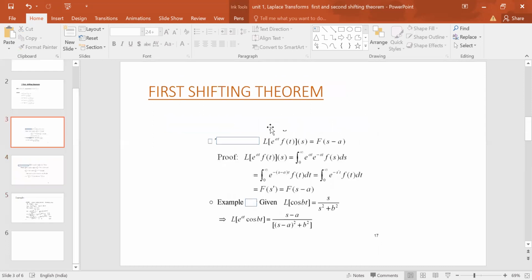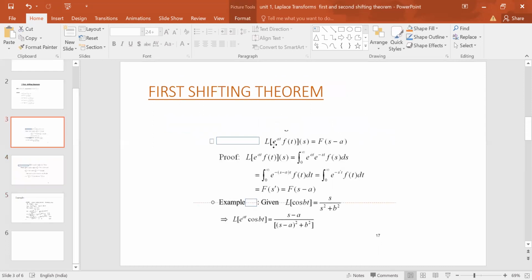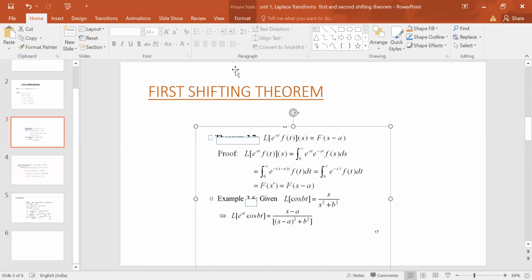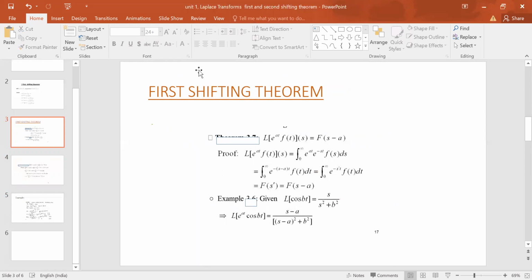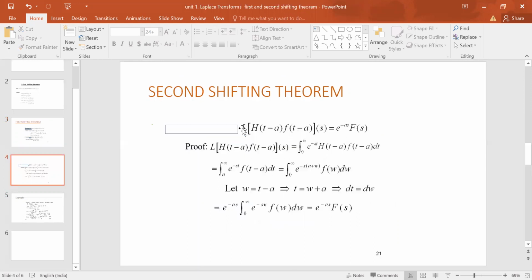When we have any exponential term in the given function, okay, when we have any exponential function in the given function, immediately we should go with the first shifting theorem. Otherwise, we need to check whether the variables in the two functions in product are of the same kind, like t minus 1, t minus 2. If they are, then we should go with the second shifting theorem.